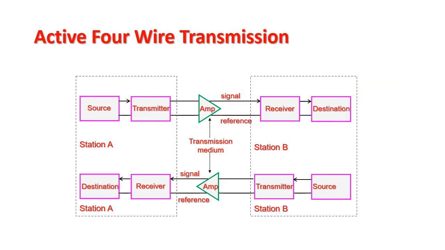This is an example of an active four-wire transmission setup. As you can see, both stations have a transmitter and receiver, so both can transmit and receive information. The amplifier in the middle is still used to compensate for any decrease in signal due to attenuation in the wires.